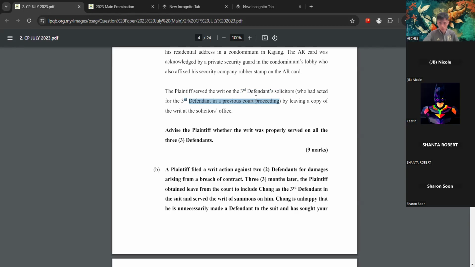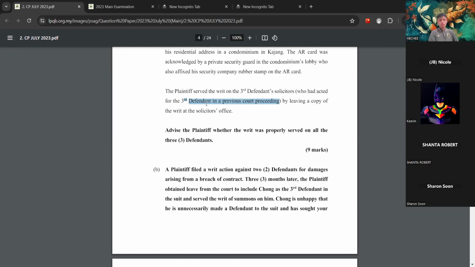That is the reason why we might have to use this magic word: assumingly. Assumingly, the third defendant's solicitor is not acting for the third defendant in the existing action, the service of writ to the third defendant is invalid and bad.